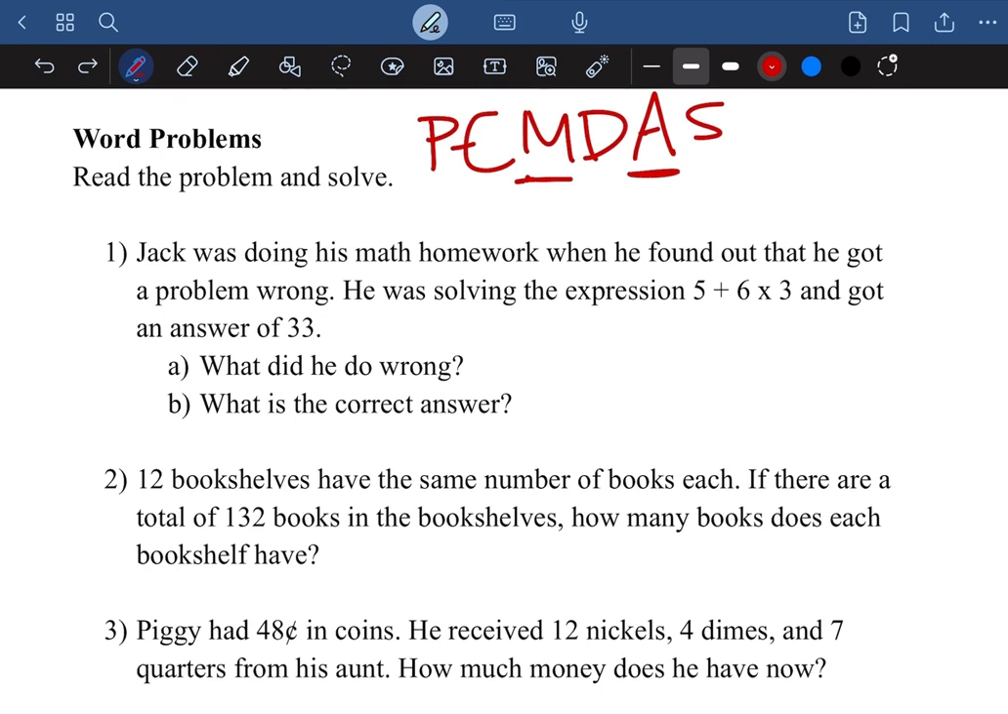Part B, what is the correct answer? So first we multiply 6 times 3 first, which is 18. So 5 plus 18 is 23. So the correct answer is 23 and not 33.